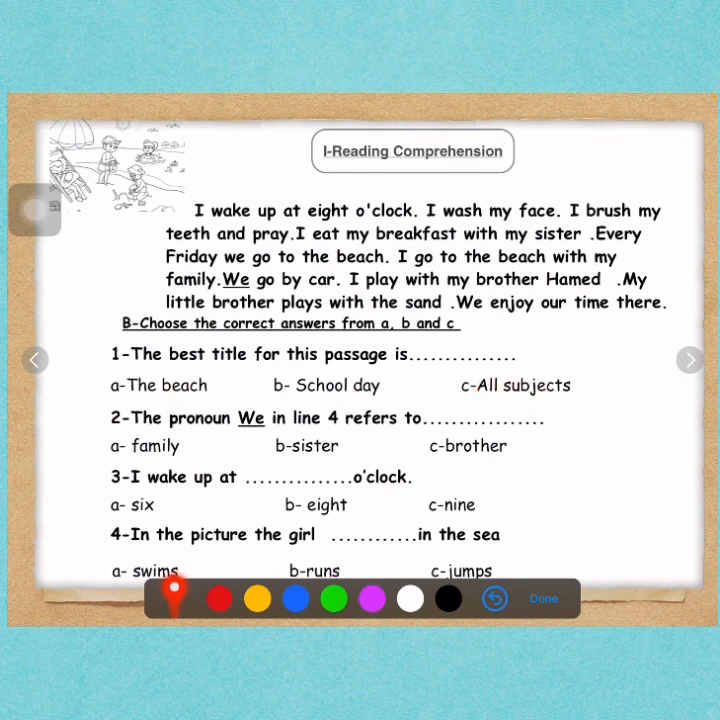Number 2. The pronoun we in line 4 refers to. Go back here. Look at here. We. We go by car. They mean what? Family, sister, brother. Number 3. I wake up at clock. From the paragraph, I wake up at what time? 6 o'clock, 8 o'clock, 9 o'clock.